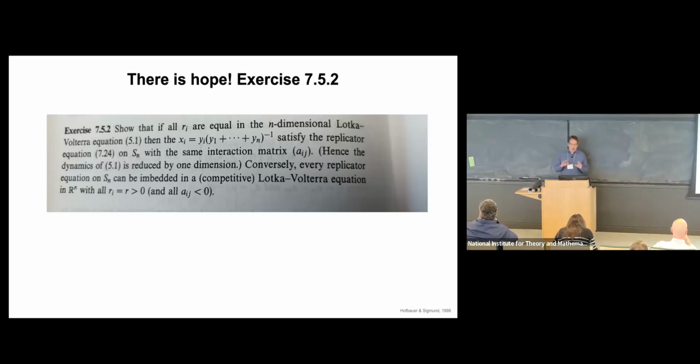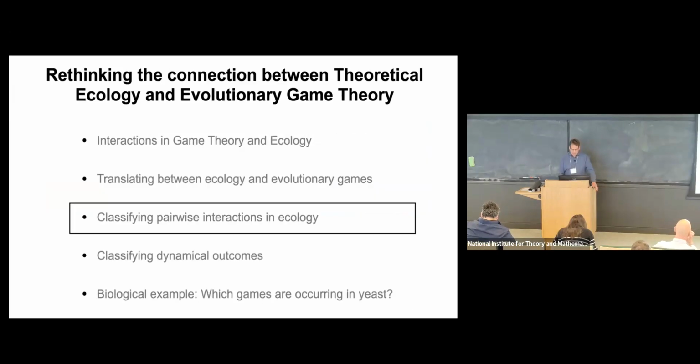And that's: show if all the growth rates are equal in the n-dimensional Lotka-Volterra equation, then you can look at the replicator equation with exactly the same interaction matrix. So you don't have to extend it. You don't have to change it in any way. You just look at the exact same matrix if all growth rates are identical. Okay, and this is for me complicated because they have n-dimensional stuff and I can't think about this, so I just go to two-type interactions.